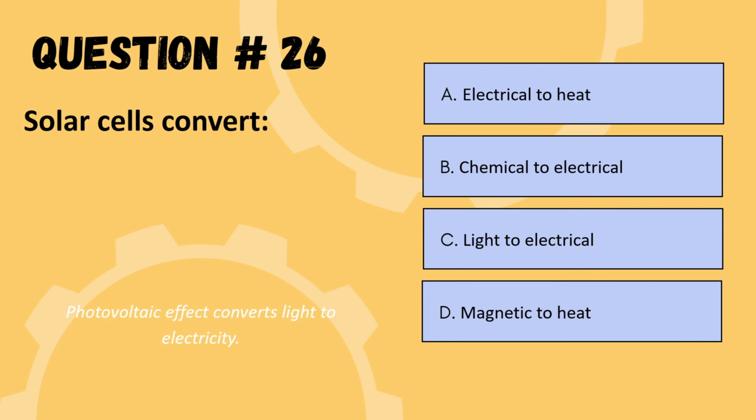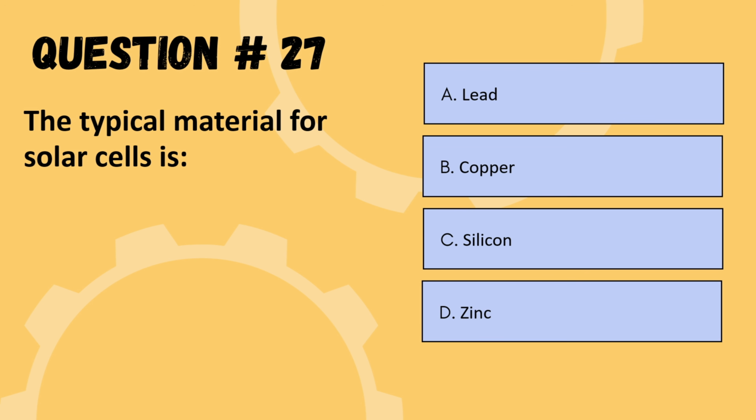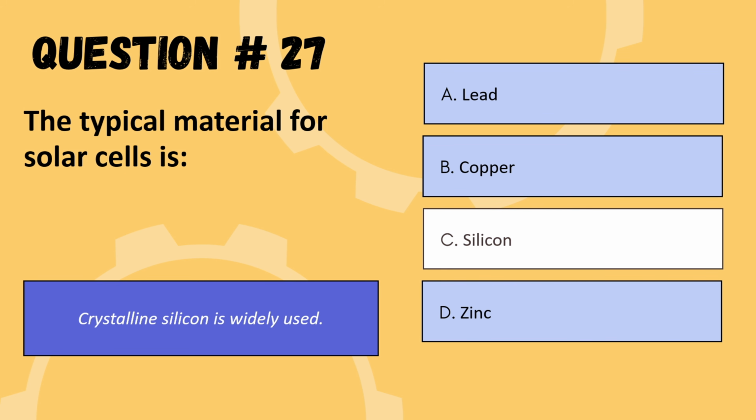Next question is solar cell convert. Options are electrical to heat, chemical to electrical, light to electric, or magnetic to heat. So the correct option is option C, light to electrical. So we are moving to the next question. Next question is the typical material for solar cell is, options are lead, copper, silicon, or zinc. So the correct option is option C, silicon. So we are moving to the next question.